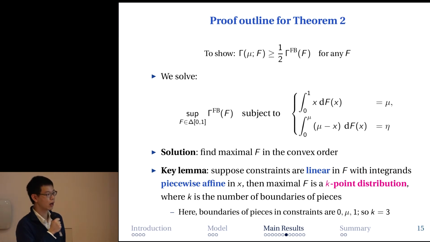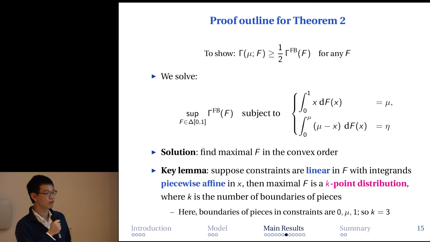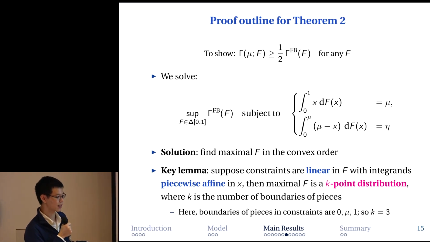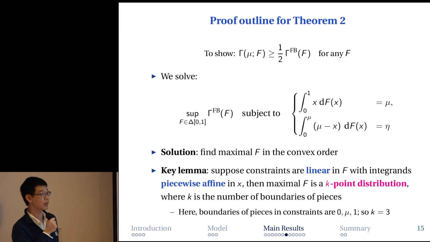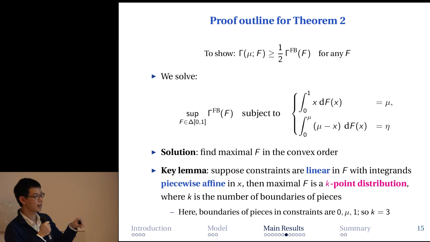Good, so what does the key lemma say? It says that we can restrict attention to k-point distributions, where k is the number of boundaries of pieces. And so let me unpack the latter statement, the number of boundaries of pieces. So in the first case, there's one piece, x, which has boundaries at 0 and 1. So that's one piece and two boundaries, 0 and 1.